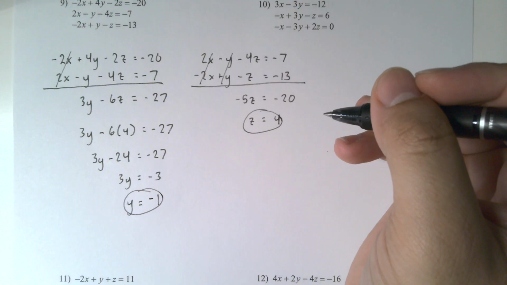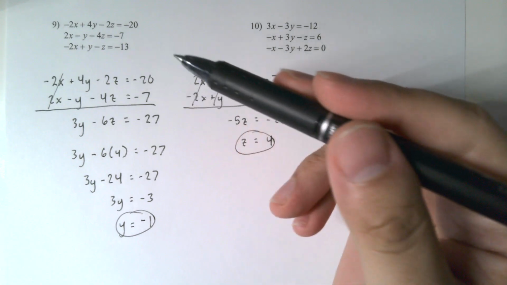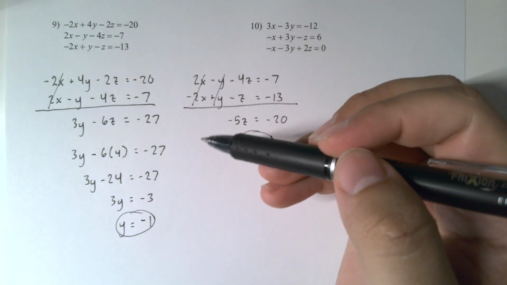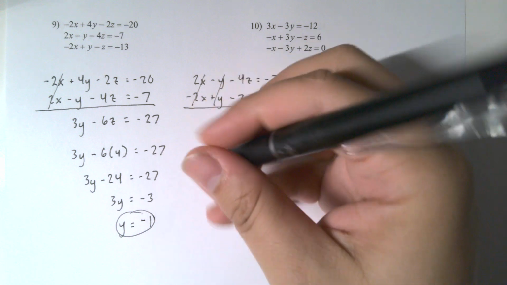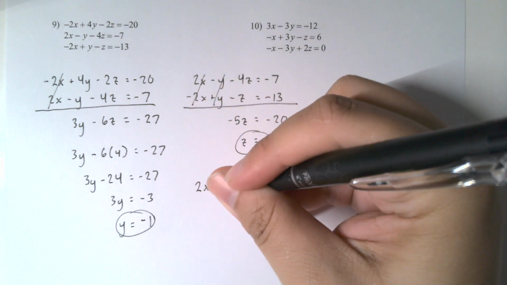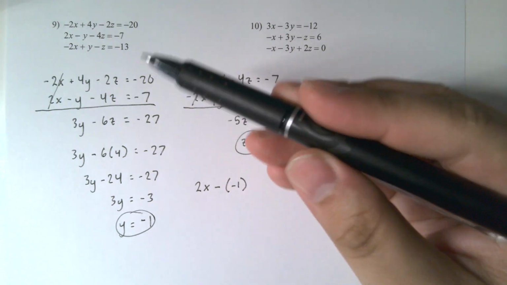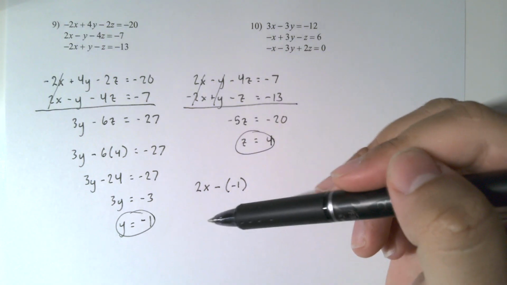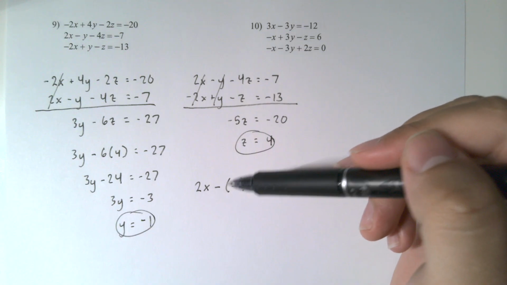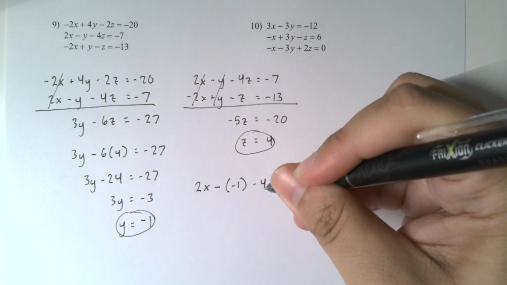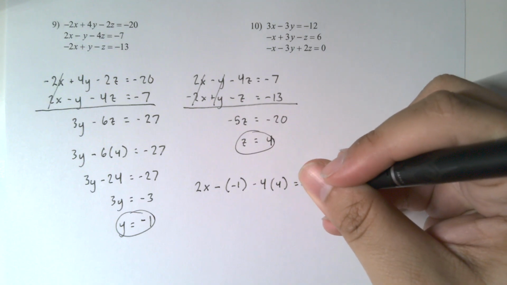Now that we know that y is equal to negative 1, we can plug both y and z back into any of these three equations, and we'll find x. I'm going to personally choose the second equation because we already have a positive x term there. So let's see what happens. We have 2x minus y, and I recommend putting that in parentheses. So minus y, and we know that y is negative 1. It's going to be minus negative 1. We don't want to mess up the sign here because it's really going to be a plus 1. But then we have minus 4 times z, and z is 4, and then that's equal to negative 7.